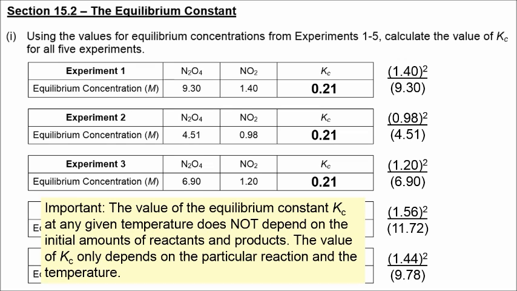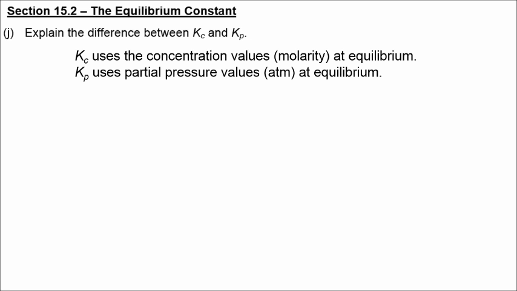It's important to note that the value of the equilibrium constant at a particular temperature does not depend on the initial amounts of reactants and products. The value of the equilibrium constant only depends on the particular reaction and the temperature. And so the difference between Kc and Kp is that Kc has to do with concentration, molarity, and Kp has to do with pressure in atmospheres.